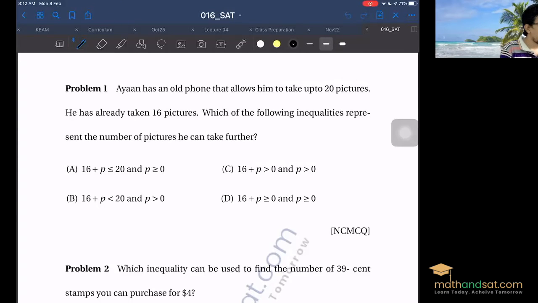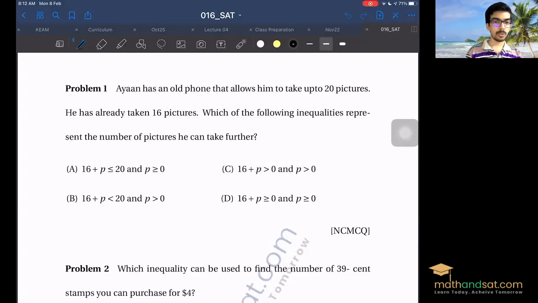Ayan has an old phone that allows him to take up to 20 pictures. He has already taken 16 pictures. Which of the following inequalities represent the number of pictures he can take further? These are typical questions that will appear on an SAT. A lot of questions in an SAT are word problems which describe a real life scenario.